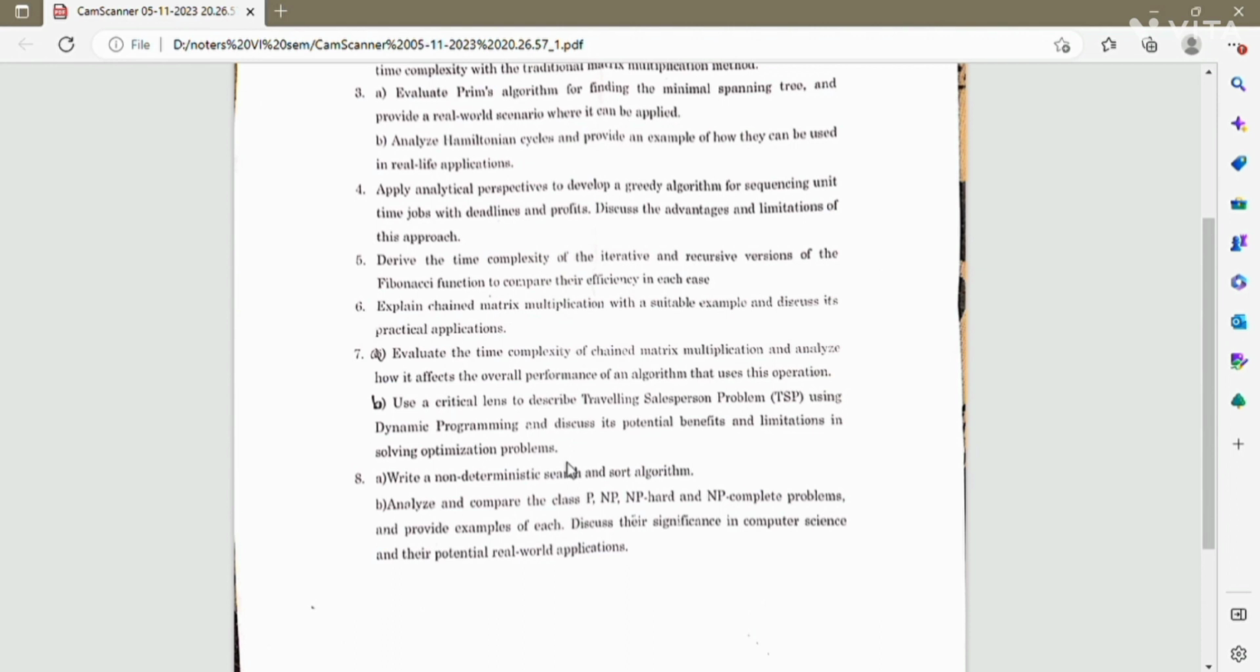Comparison: the P class is easily solvable in polynomial time. For the NP class, answers can be checked in polynomial time. NP-hard: all NP-hard problems are not in NP, and it takes a long time to check them. And NP-complete: a problem that is NP and NP-hard is NP-complete.